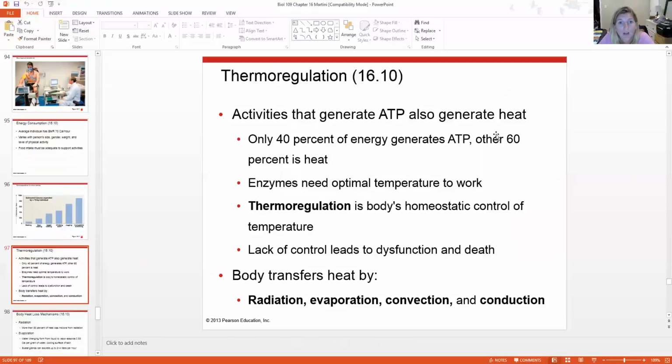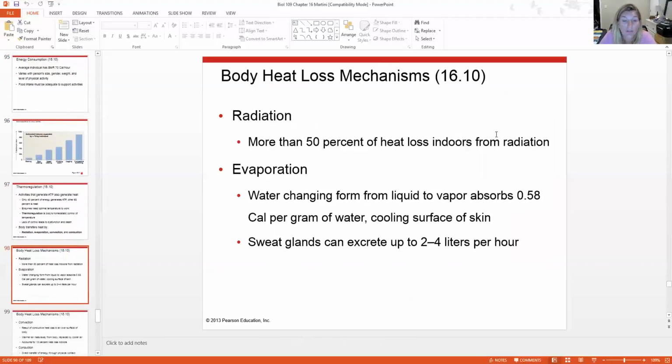Makes sense, right? Thermoregulation: the activities that generate ATP, as we mentioned, also generate heat. There are enzymes that need an optimal temperature, and it's through the process of thermoregulation. The lack of control of thermoregulation can lead to death and dysfunction. The body transfers heat through the process of radiation, evaporation, convection, and conduction.